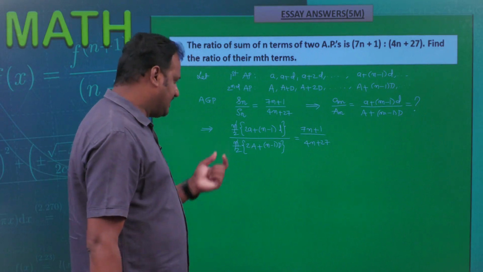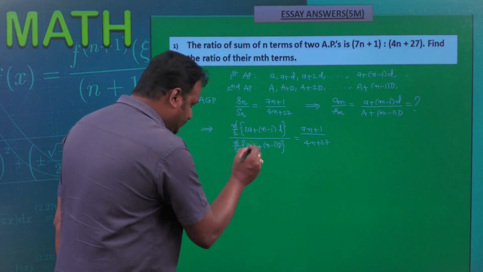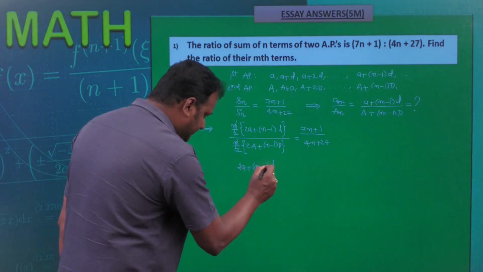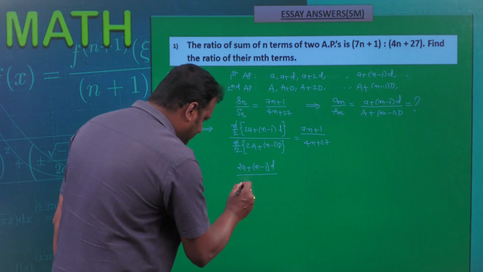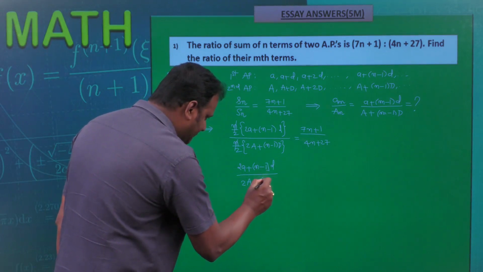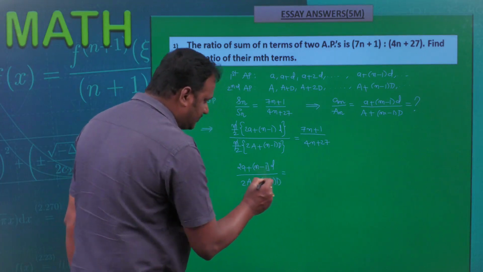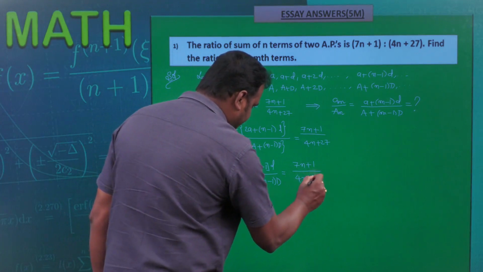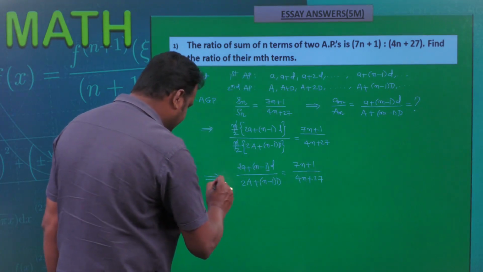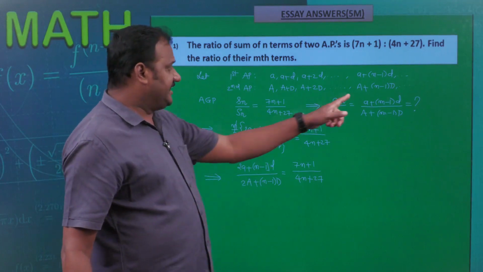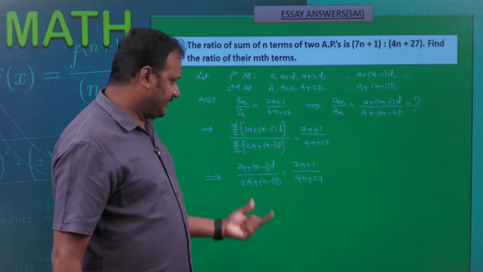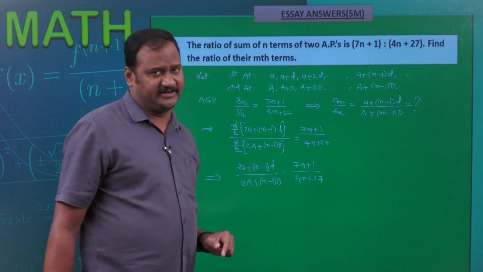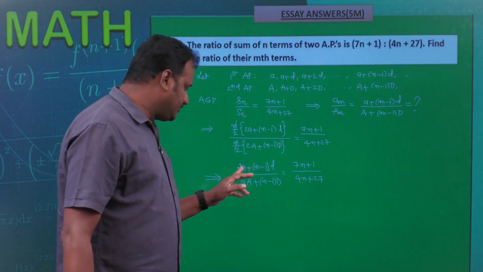Okay. Now see here, after cancellation, the numerator will be 2a plus n minus 1 into d, whole divided by 2A plus n minus 1 into D, is equal to 7n plus 1 divided by 4n plus 27. Now you will have to think logically. We need a plus m minus 1 into d in the numerator as well as the denominator. But here we have 2a plus n minus 1 into d. So here 2 can be taken common.